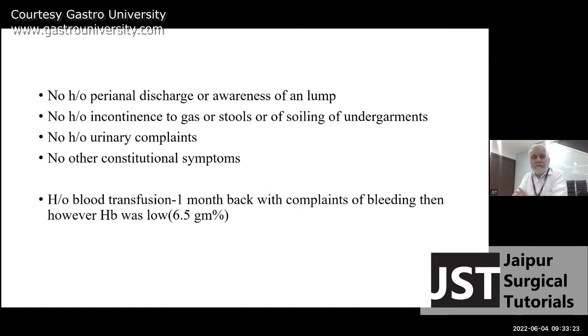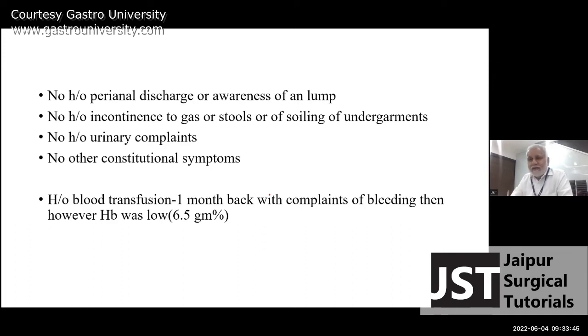Yeah, carry on. History of blood transfusion 1 month back with complaints of bleeding. Then, however, Hb was low. It indicates, so again, this is the anemia point which Dr. Chaube was asking now. Yes, sir. And now you are saying with complaints of bleeding. So we are not sure what you are trying to say, whether the child had bleeding per rectum 1 month ago or only 3 days ago.